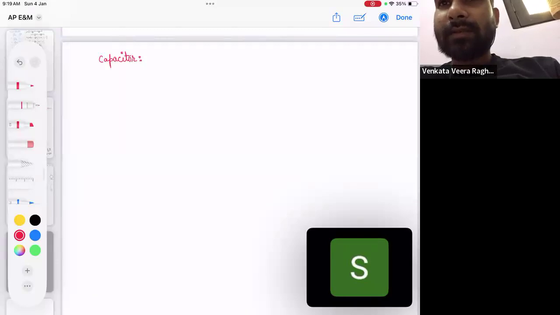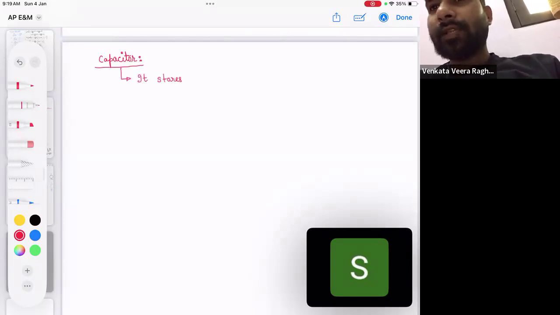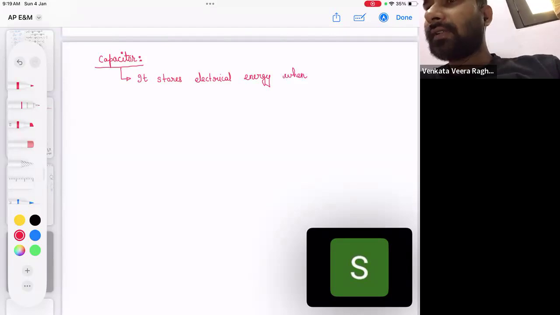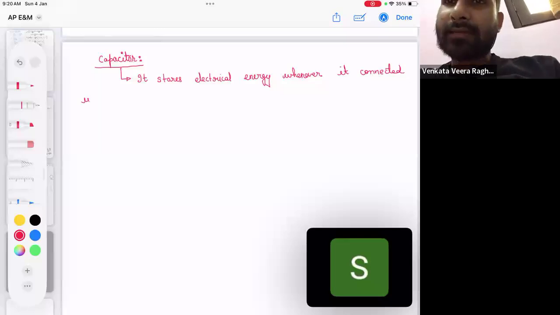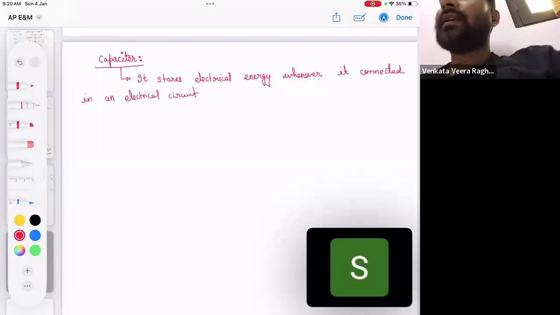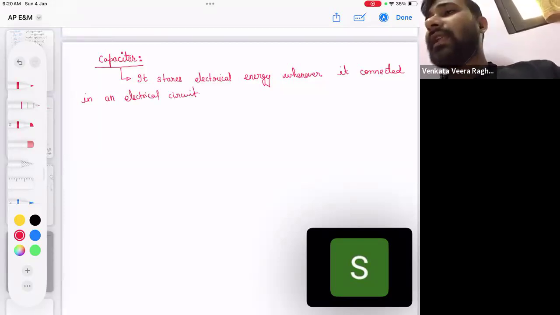Okay, what is a capacitor? A capacitor stores energy, but which form of energy? It stores electrical energy whenever it is connected in an electrical circuit. Clear? Whenever we connect a capacitor with a battery, what will happen? It will store the electrical energy.